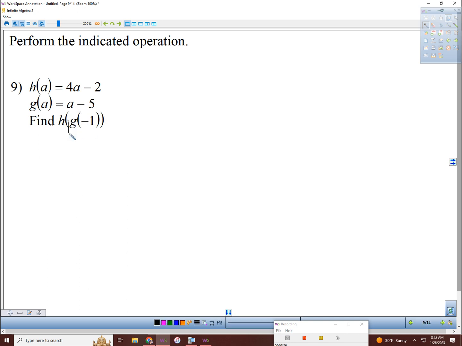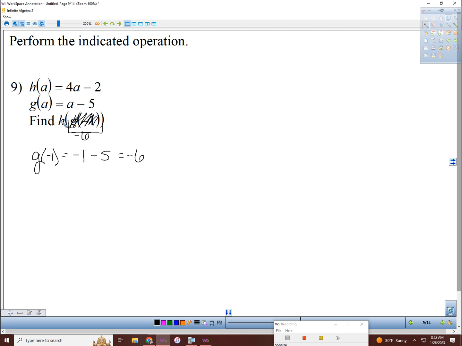All right, so we're going to start with the g of negative 1. These are normally the problems people miss just because they're not paying attention, I guess. So start with this. So we're going to go to g and plug in negative 1. So I have negative 1 minus 5, which gives me negative 6. So I know that g of negative 1 is negative 6.